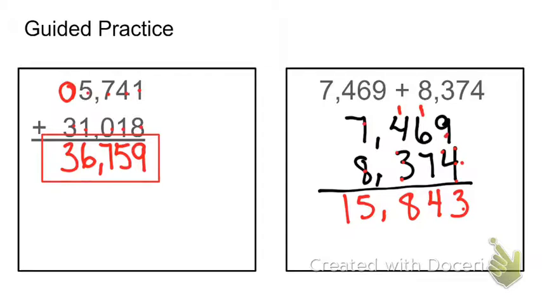7 plus 8 is 15. Since there's nowhere to carry the 1, I simply place it in front of the 5 in the problem. And I'm done and have my answer, 15,843. Did you get the same thing?